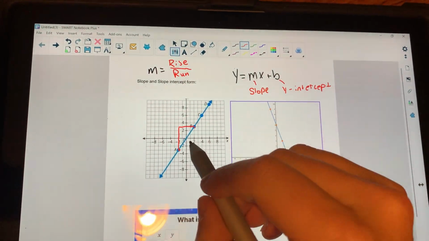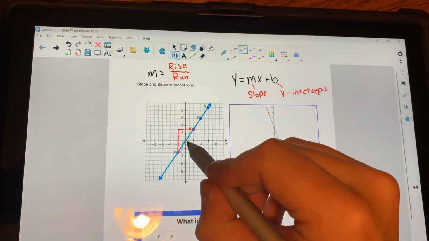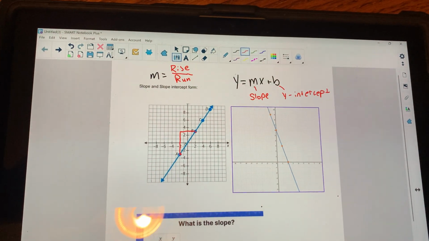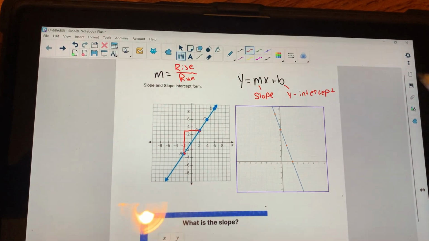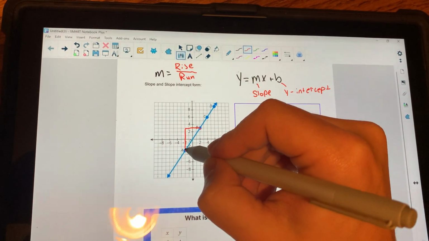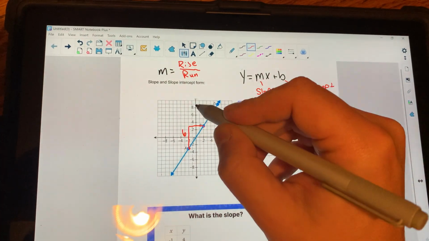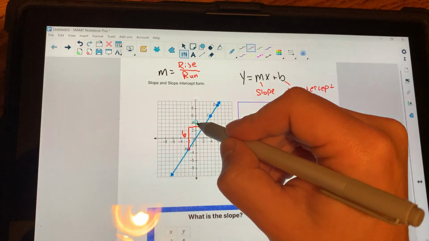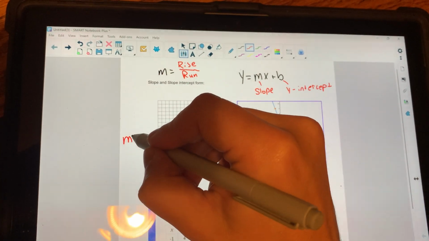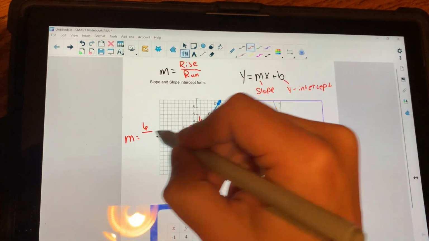Now, I already looked at my scale. 2 boxes is equal to, or the number 2 is 2 boxes. So that means 1 box would be equal to 1. Make sure you are always looking at your scale because that is going to help you. So I know each box is worth 1, so I can just count how many boxes I went up. 1, 2, 3, 4, 5, 6. I went up 6, and then I went over 1, 2, 3, 4, over 4. So my rise over run is 6 over 4.